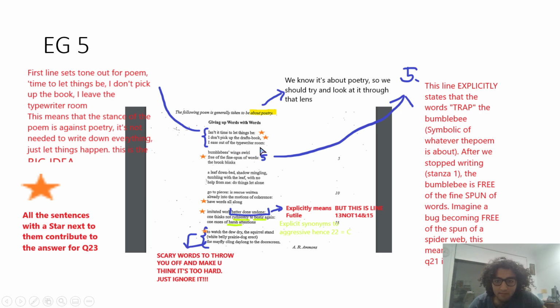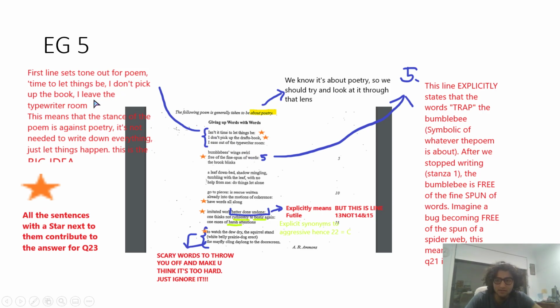I ease out of the typewriter room. Bumblebee's wings swirl, free of the fine spun of words. Okay, I look at this, free of the fine spun of words. The bumblebee's wings swirl. Imagine that. A bumblebee that was trapped in a spun, kind of like a spiderweb, right? And now it's flying away. And what was that spun? What was that spiderweb? That was words.